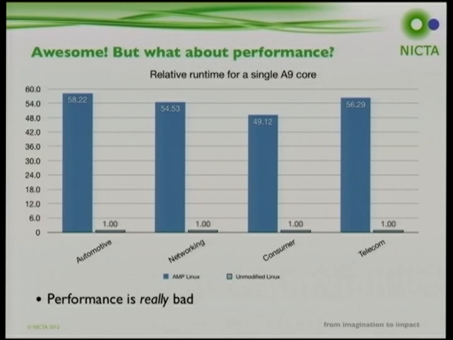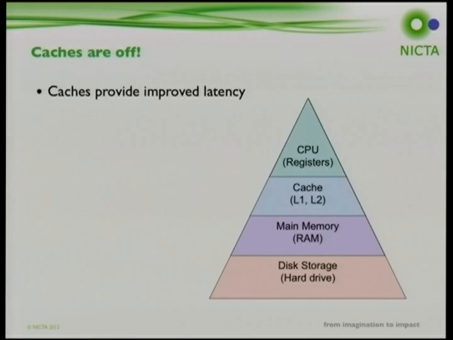This is a comparison of the runtime for all these benchmarks running on a single A9 core, first in our unmodified system, and then in our modified system. As you can see, performance is really, really bad, like 50 times slower. And this is because we had caches disabled. So, caching.